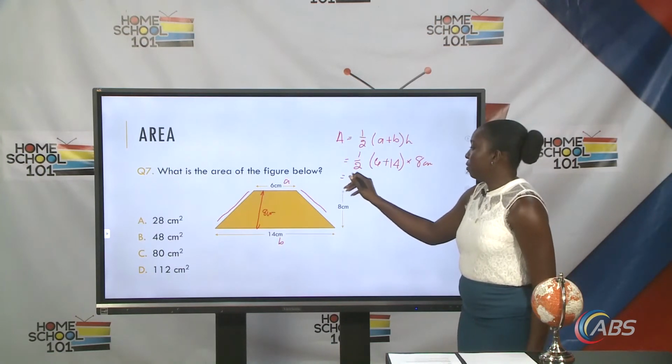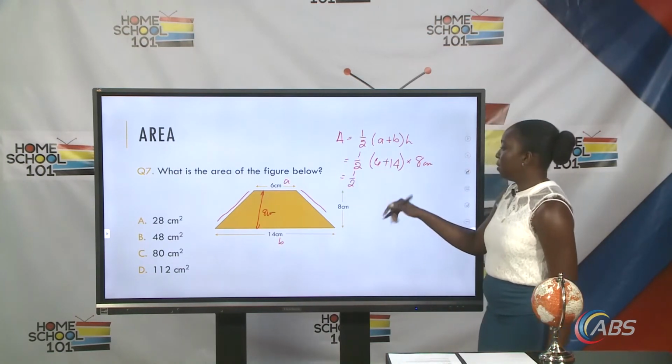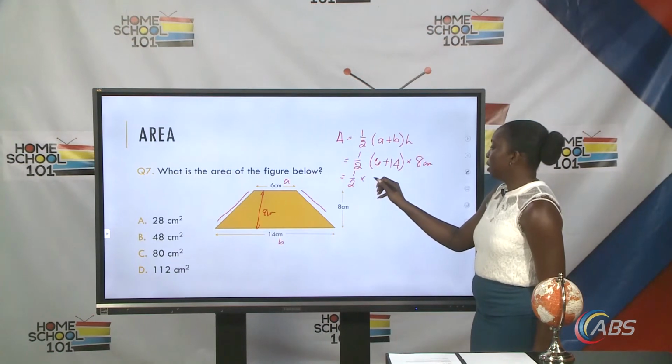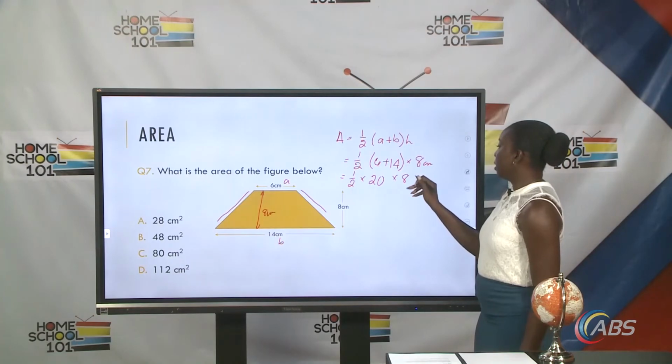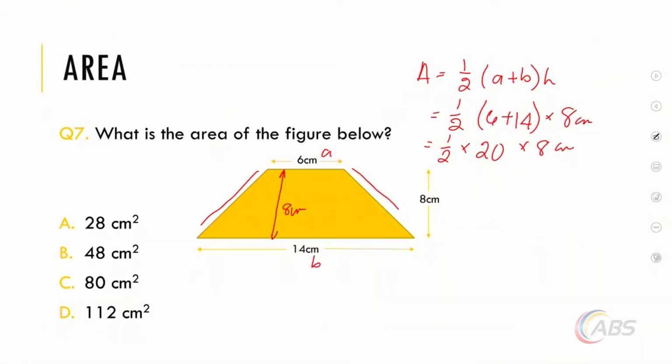So just working through the formula. What is 6 plus 14? 6 plus 14 is 20. And we're going to multiply that by 8. Half of 20 is 10, of course. And multiply 10 by 8. We can already see the answer there. 10 times 8, 80 centimeters squared. Don't forget the square. If you don't have your unit of measurement there, the answer wouldn't be 100% correct. All right, so the answer there is C, 80 centimeters squared.